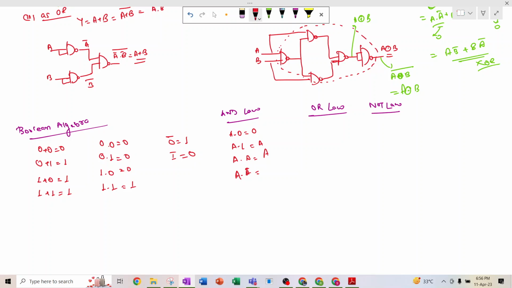If A is 0, then 0 multiplied with 1 will become 0. If A is 1, 1 multiplied with 1 complement, which is 0, that means 1 multiplied with 0 will also be 0. So this is the AND law.